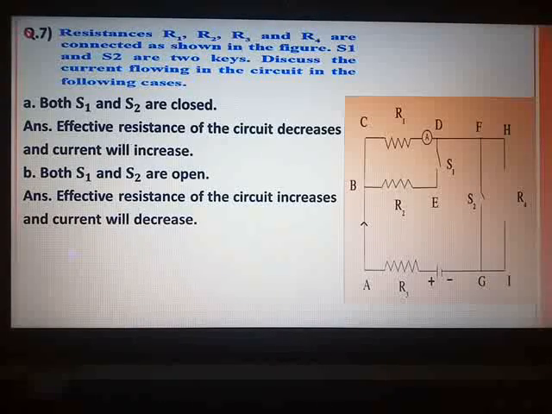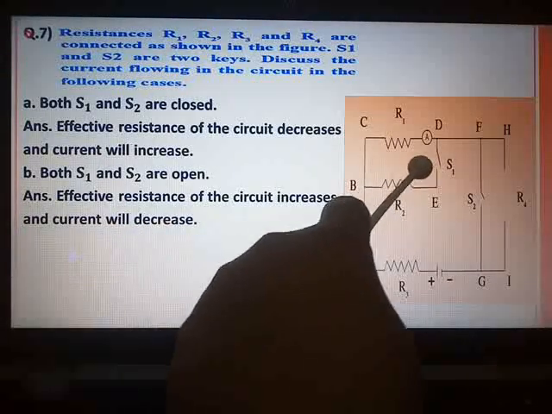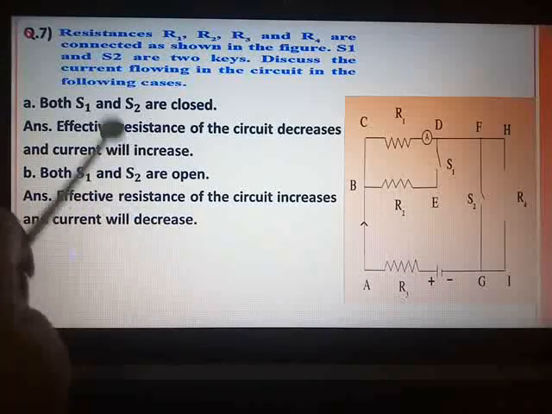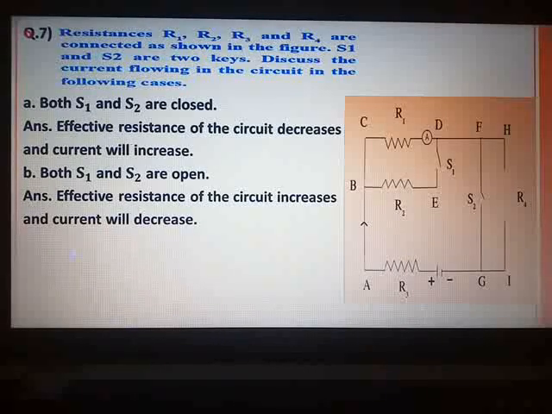I will just discuss. S1 is closed but S2 is open. What will happen here? The total or effective resistance will decrease. Current will increase, but this current will be more than in the second case and less than in the first case. I hope you have followed the answer for the third one. Utilize your brain and get the answer. So question number 7 is over.